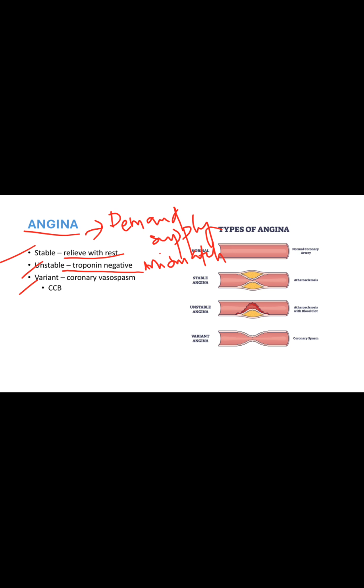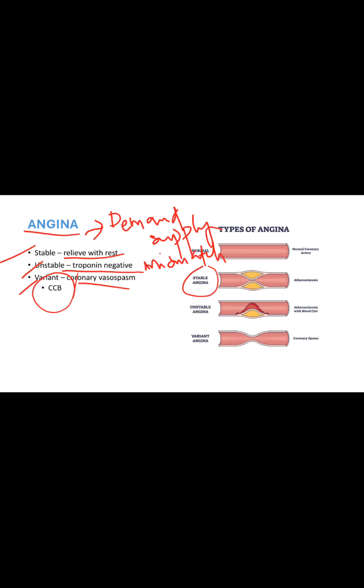Variant angina is due to coronary vasospasm, so it's coming and going, and it can happen at night as well. The treatment of choice for vasospastic, variant angina is a calcium channel blocker, because it has a similar mechanism to Raynaud's phenomenon. In Raynaud's also this is happening and you're treating it with calcium channel blockers. For other anginas, usually you are not preferring calcium channel blockers.